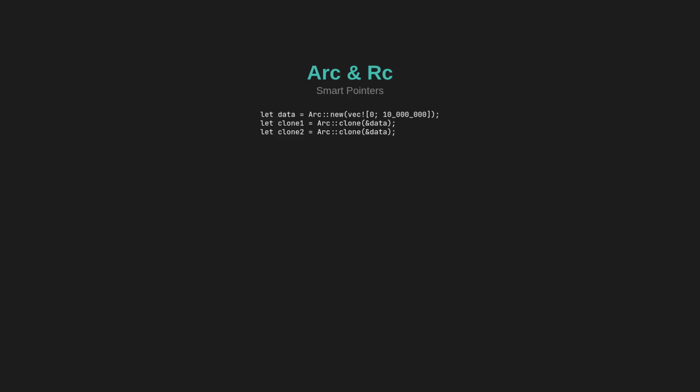So what if you need to share large data between multiple parts of your program? This is where ARC and RC pointers come in. ARC stands for Atomic Reference Counted. Instead of duplicating the data, ARC lets multiple owners share the same data through reference counting. So let's look at this.